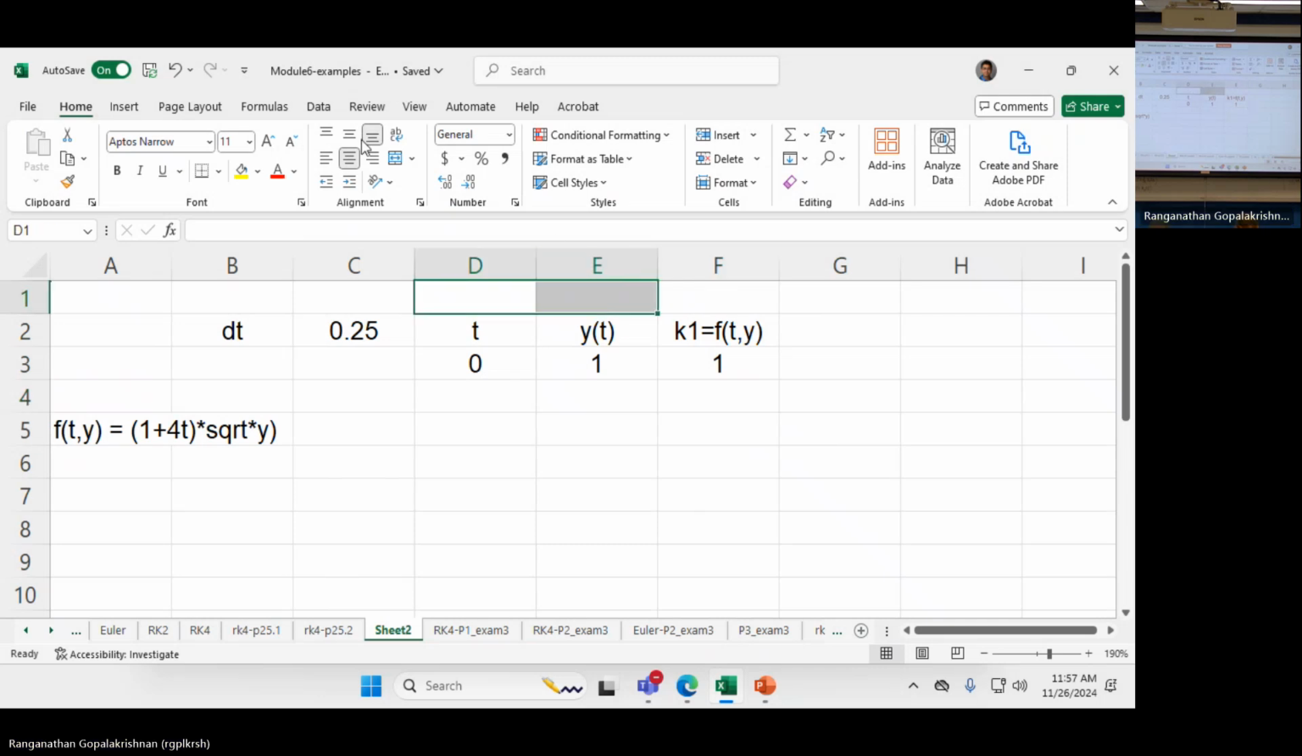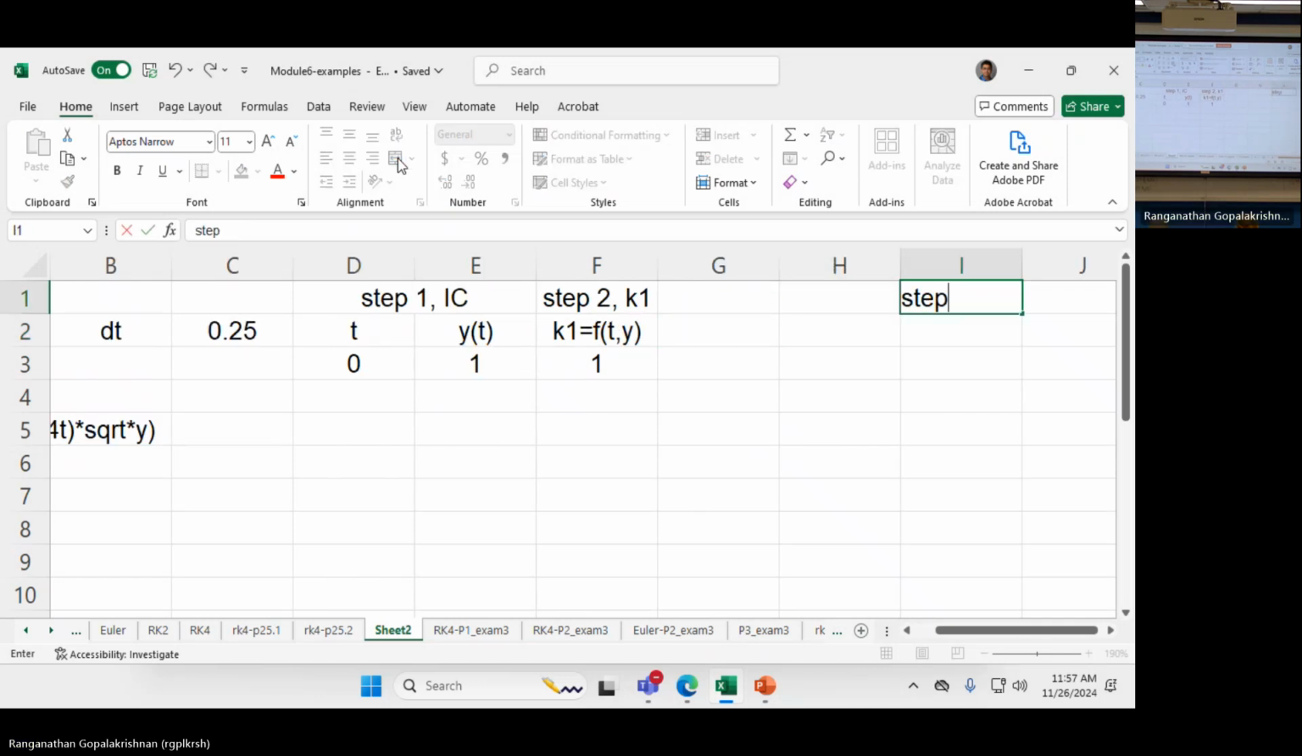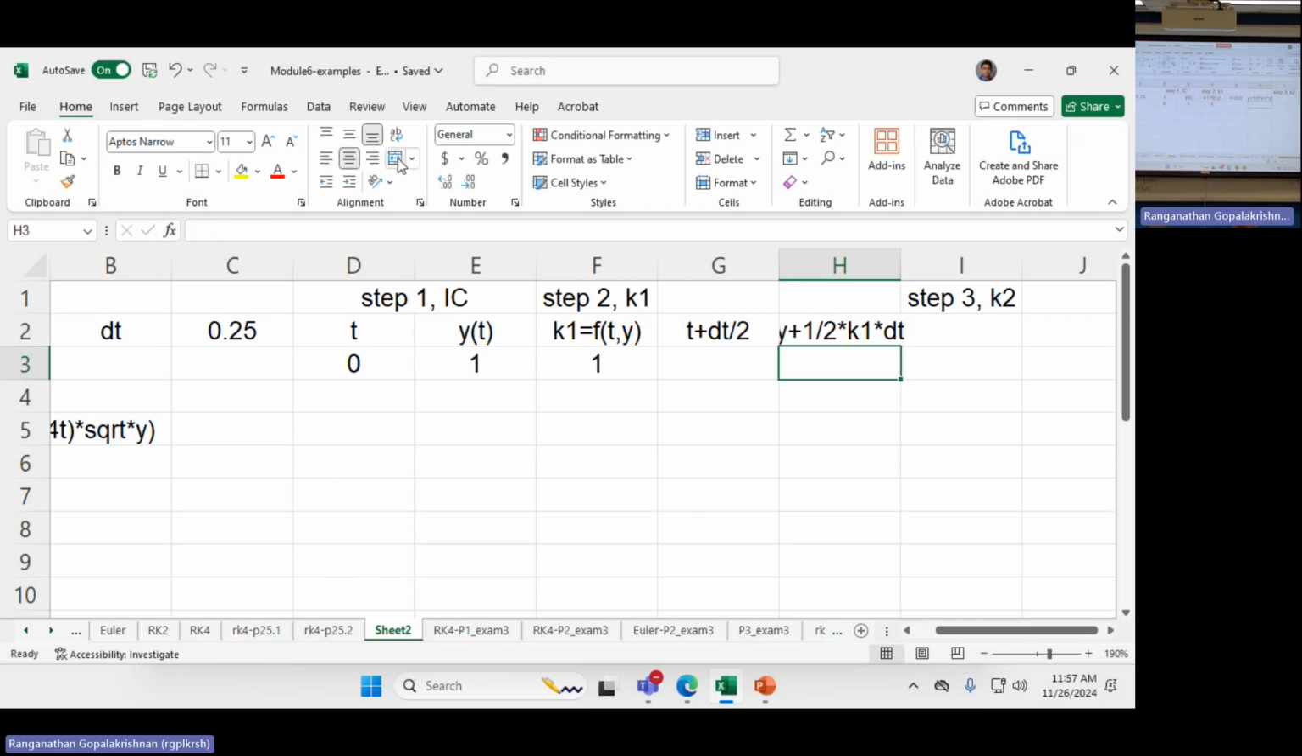So I'll write, this is step 1, initial condition. Step 2, compute K1. What is step 3? Step 3, compute K2. And to compute K2, you need two things. You need t plus dt over 2. You also need y plus half times K1 times dt.